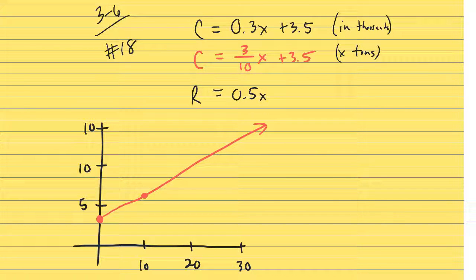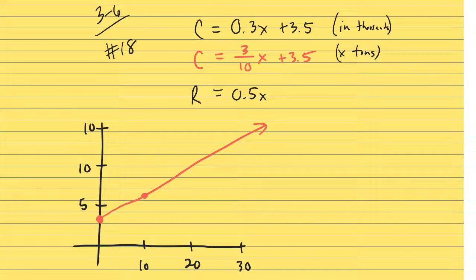Why am I not extending this line to the left? Why am I not extending it? Because you can't have negative cost. Careful. Can't have negative, what does X represent? Oh, the tons. You can't have negative tons. Can't have X as a negative amount for tons of steel. So I don't go into the negative for the X. The Y is the cost.